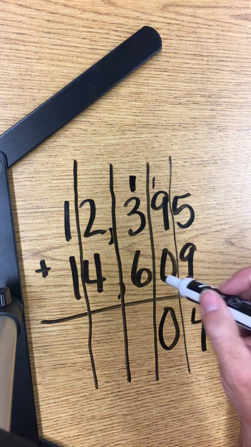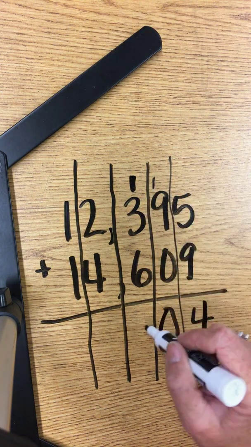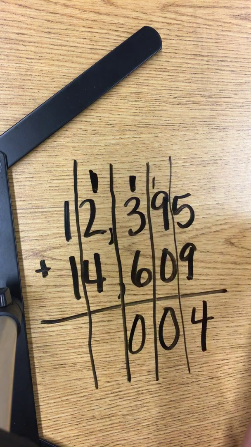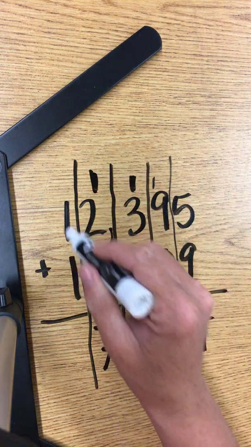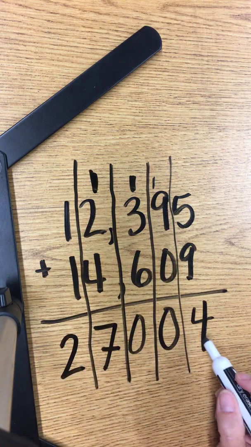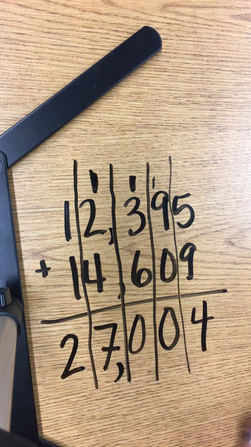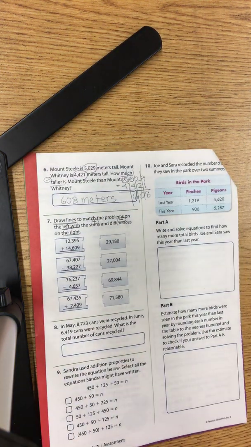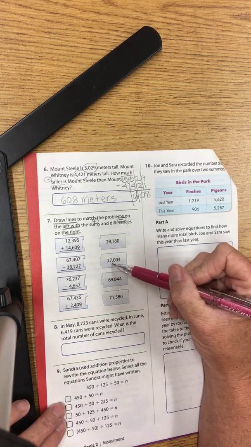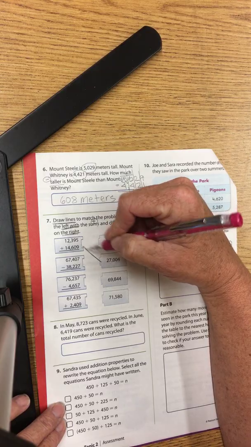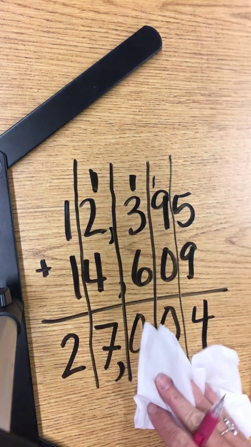Carry the 100. 6 plus 3 is 9, plus 1 is 10. Again, carry the 1. 4 plus 2 is 6, plus 1 is 7. 1 plus 1 is 2. Ones, tens, hundreds, thousands. 27,004. So on my paper, I'm going to look for my sum. There's my 27,004. So I would make a line here. Let's do the next one.